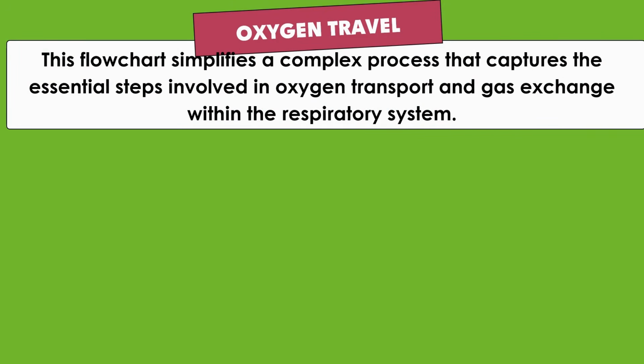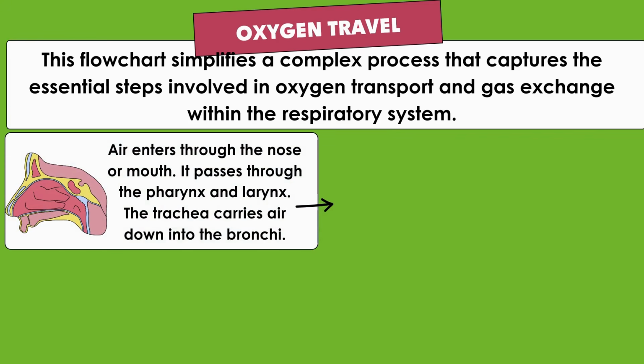Oxygen travel. This flowchart simplifies a complex process that captures the essential steps involved in oxygen transport and gas exchange within the respiratory system. First, air enters through the nose or mouth. It passes through the pharynx and larynx. The trachea carries air down into the bronchi.